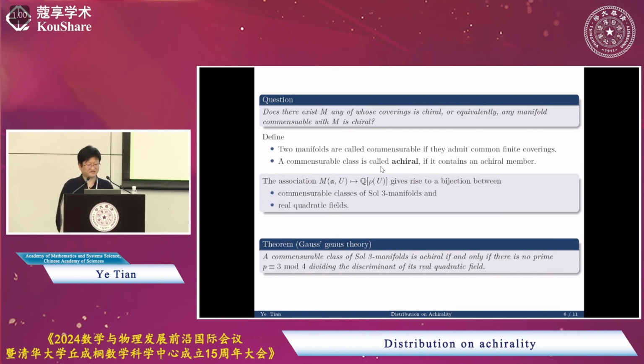And Gauss's genus theory answers this question perfectly. A comparable class of Sol 3-manifolds is achiral if and only if there is no prime divisor of the discriminant of the real quadratic field that is congruent to 3 mod 4. This basically follows from the description of achirality in terms of the ideal class theta. It's very surprising that Gauss's work in his book, Arithmetic, is used here.